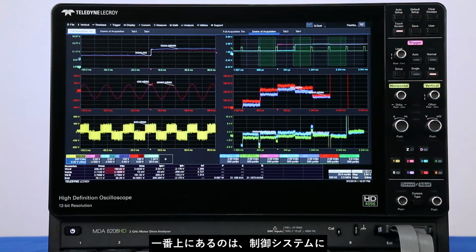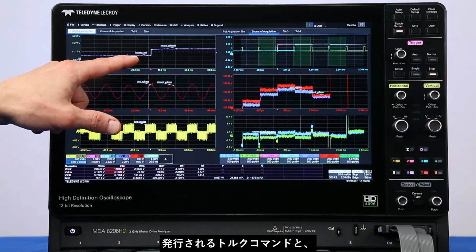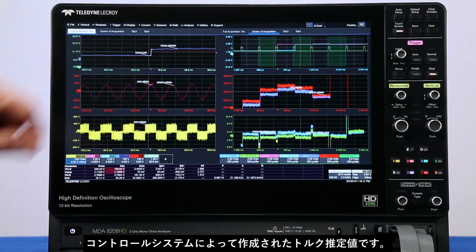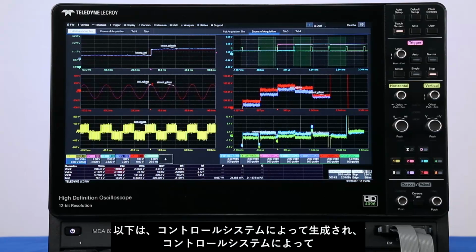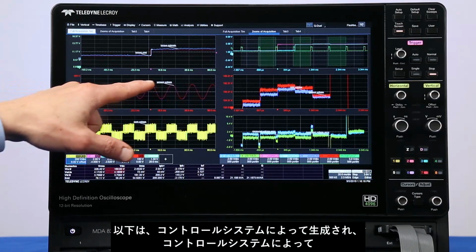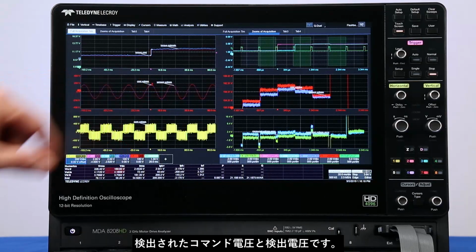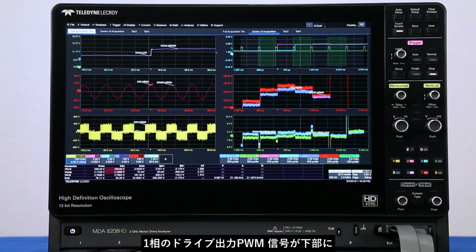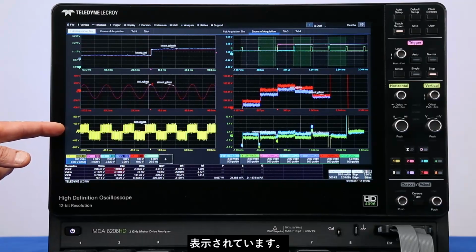At the top is the torque command issued to the control system and the torque estimate created by the control system. Below are the command and sense voltages generated by and sensed by the control system. The drive output PWM signal for one phase is shown at the bottom.